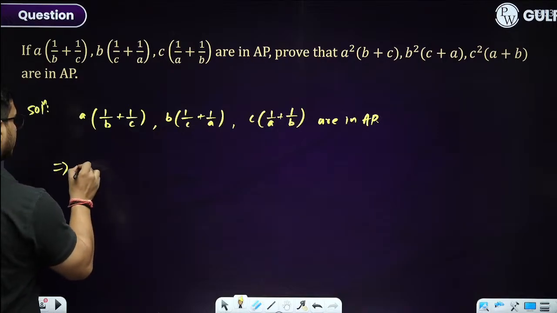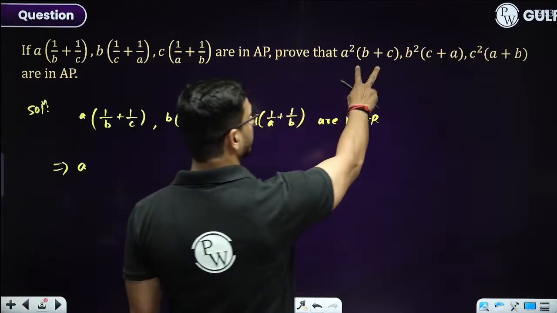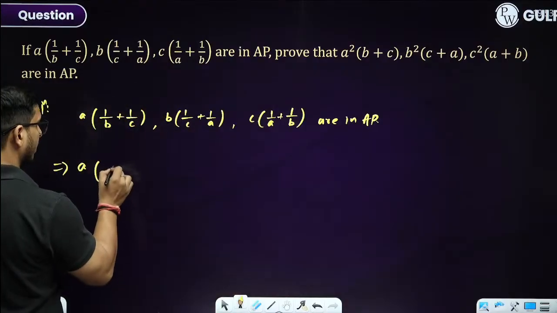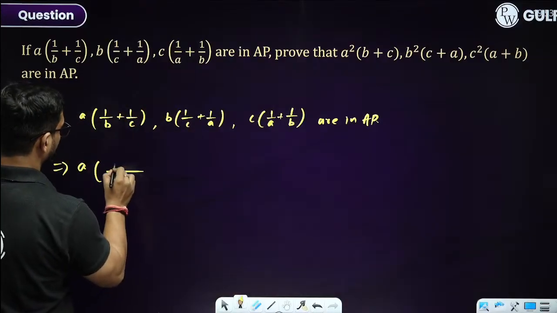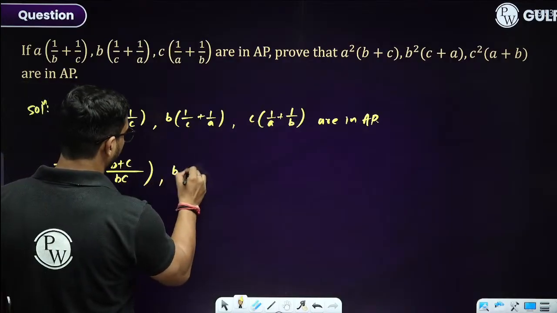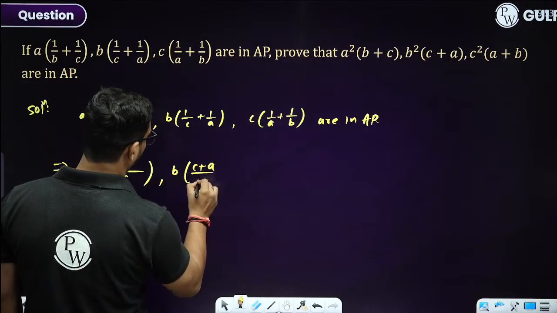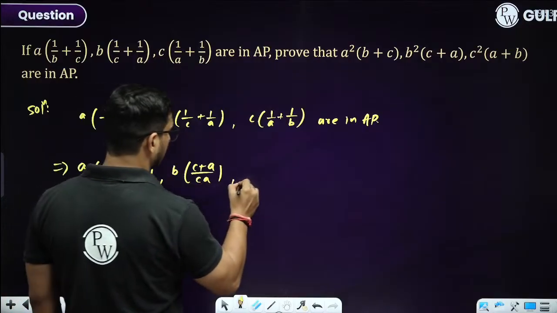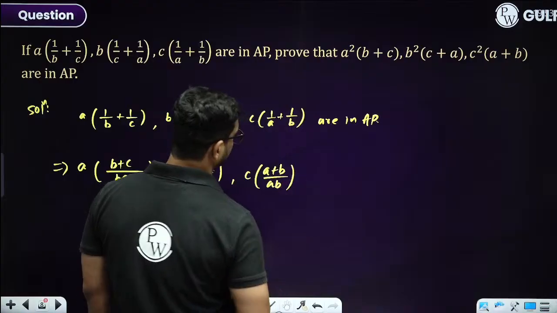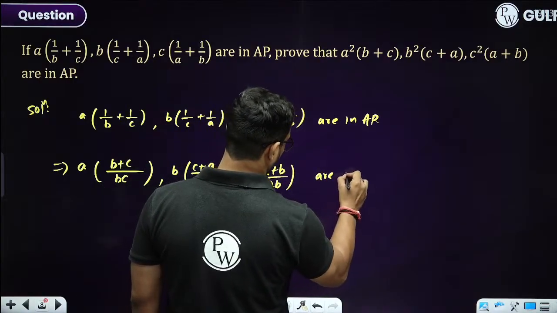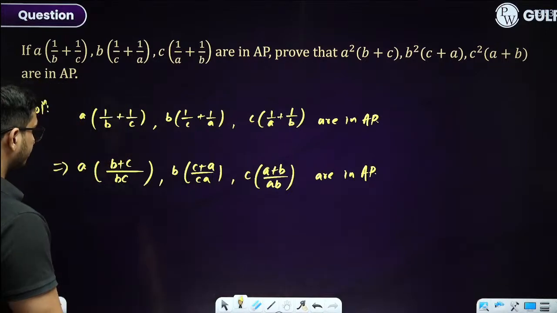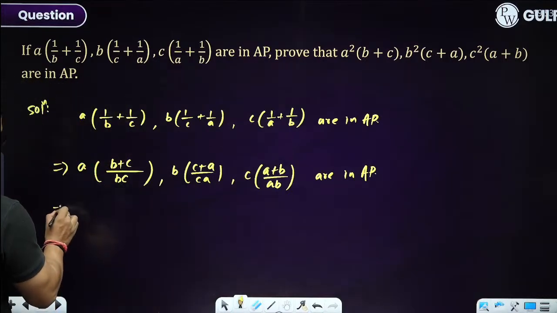Now let's take the LCM. I just wanted to make B plus C, C plus A and A plus B here. That is why I am taking the LCM. So it should be BC, B plus C. Then we have B, C plus A by CA, then C, A plus B by AB. They are in AP.